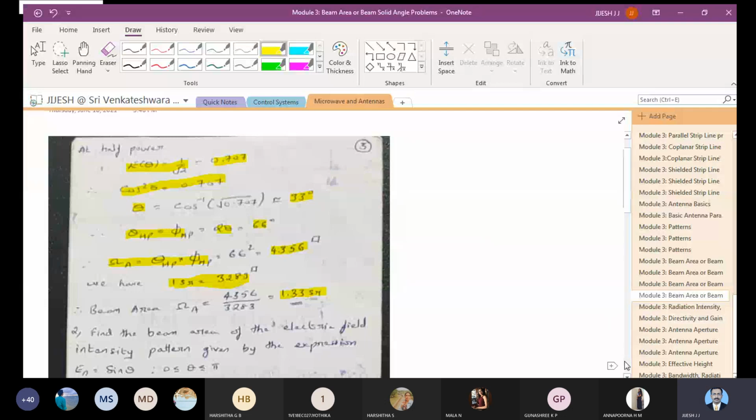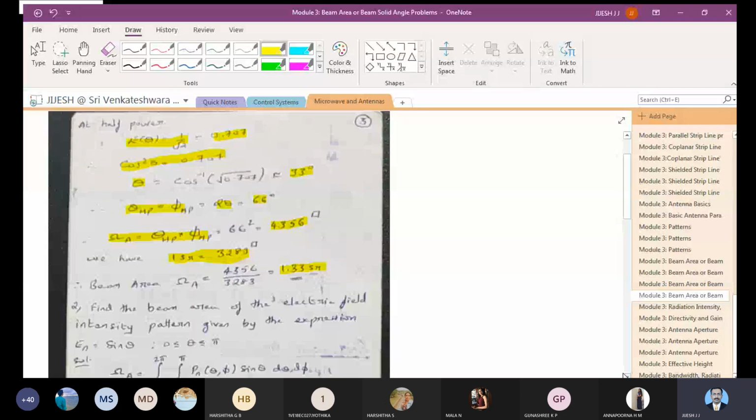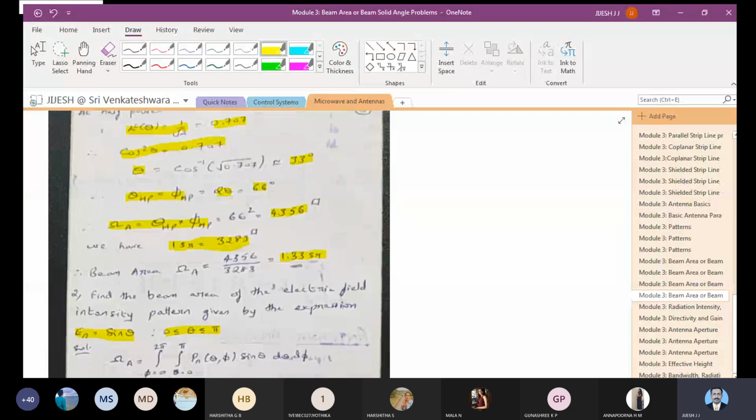So all of you complete that problem, and for the next, similar type of problem, I want you to do the integration. Here we are asked to find the beam area of the electric field intensity pattern given by the expression En equal to sine theta, with the angle ranging from 0 to pi. You need to use the equation for omega A. En is given, you need to find Pn, so you need to take the square. It will be sine squared theta, sine theta d theta d phi for the limits 0 to 2 pi and 0 to pi. So you have to do that.